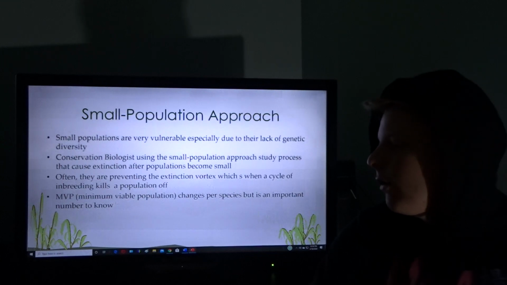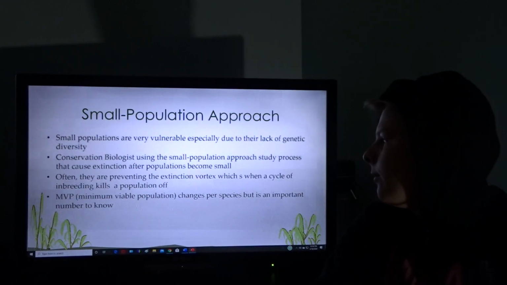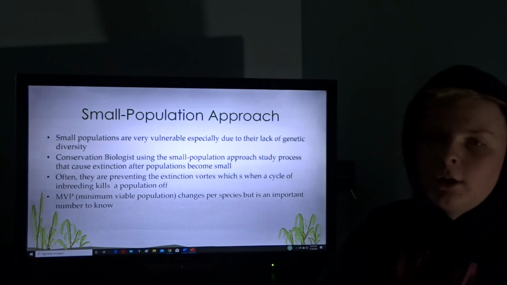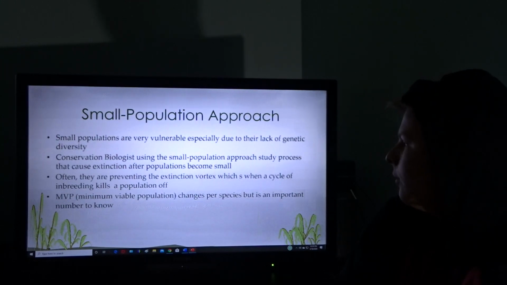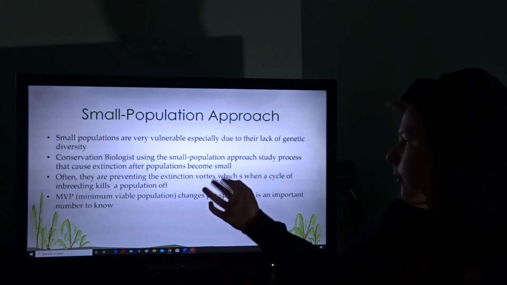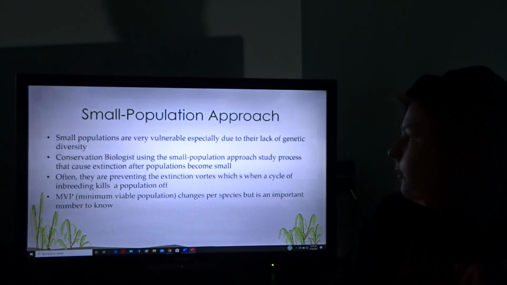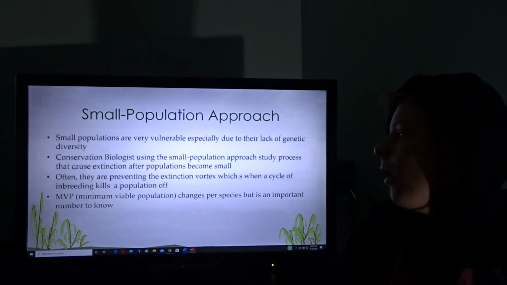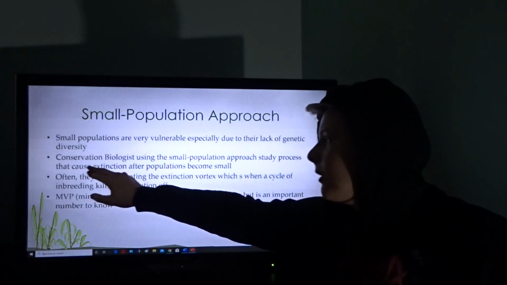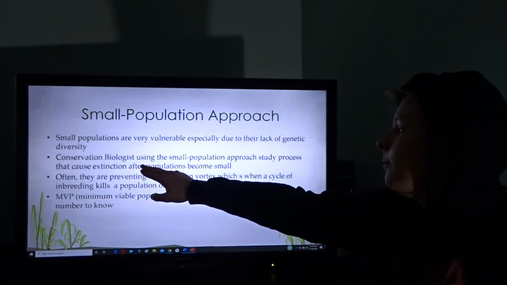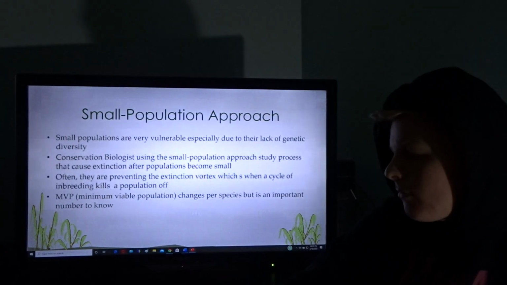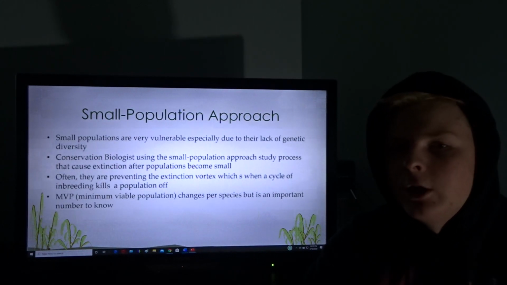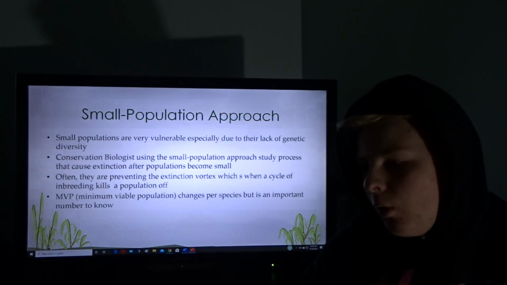off, and also with small populations, they don't have a lot of genetic diversity, and so it's very easy for them to almost kill themselves off. So conservation biologists that use a small population approach study the processes that cause extinction after these populations become too small. And what's really key here is this causes extinction after the populations become too small, because it's entirely about what causes extinction within small populations, not necessarily what's causing extinction as a whole.